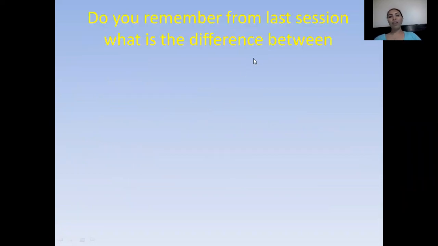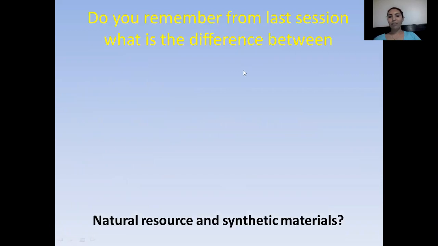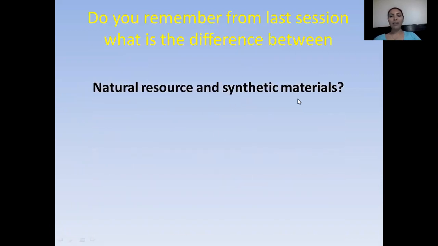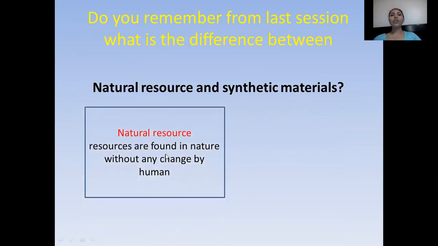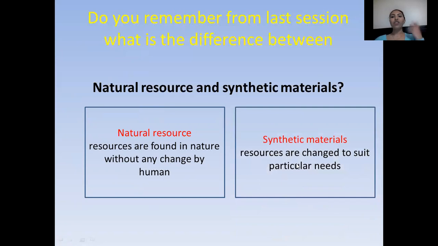Do you remember from last session the difference between natural resources and synthetic materials? Yes, natural resources are found in nature without any change by humans, while synthetic materials are changed to suit particular needs. So natural material like iron in a pure form is found in nature from the earth's crust, while synthetic materials like glass, like your pencil, are ones that we made a change on.